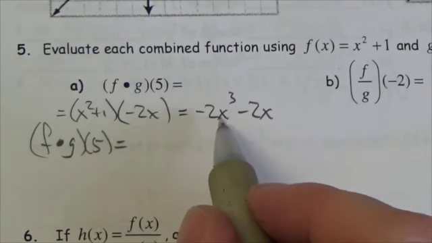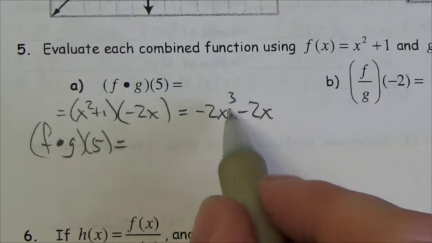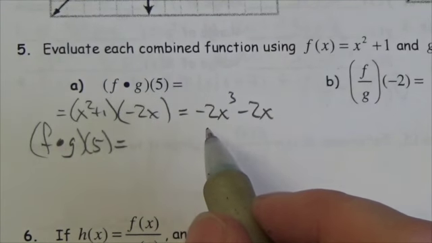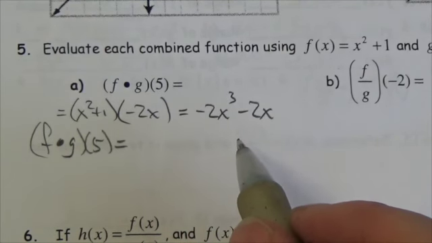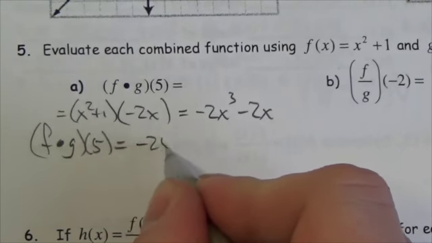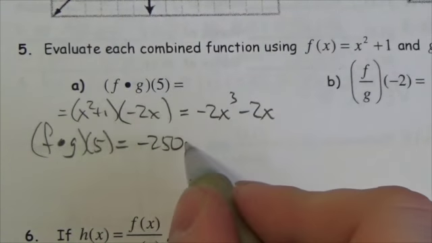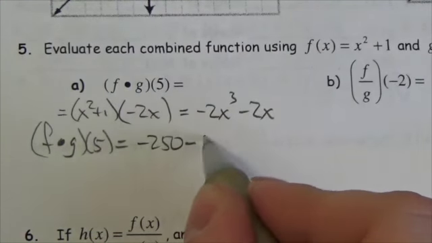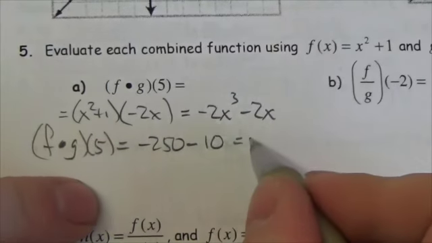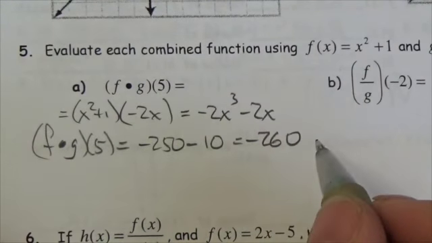Well, I should do it like this. 5 cubed is going to be 125, times negative 2, that's going to be negative 250. And then minus 2 times 5. Well, 2 times 5 is 10 here. So this is going to be negative 260.